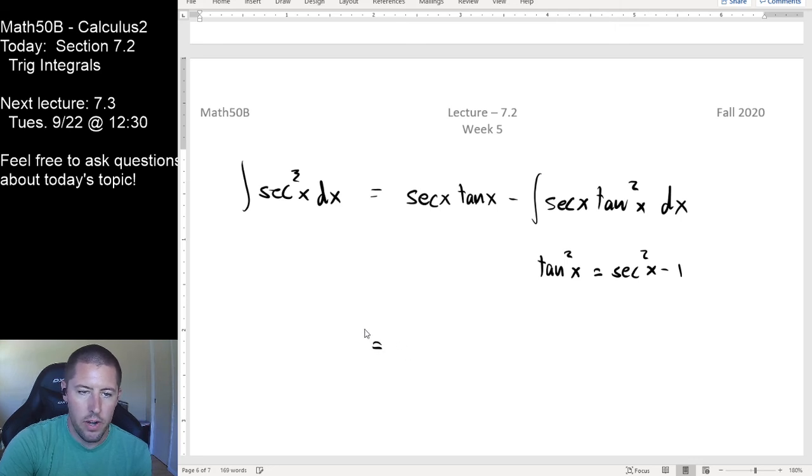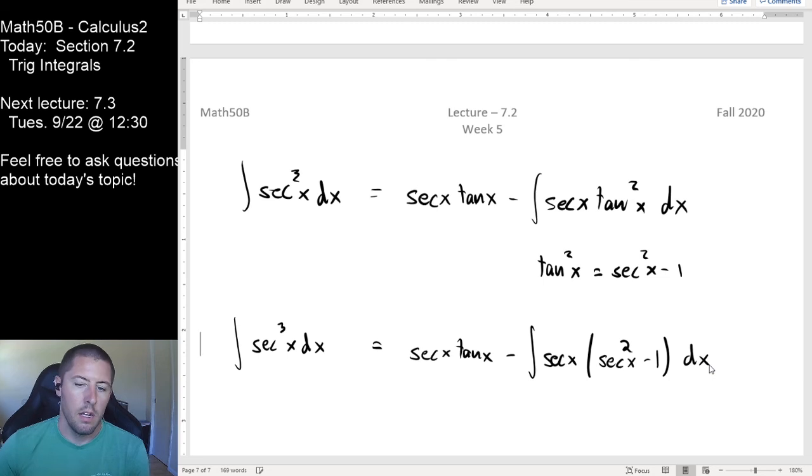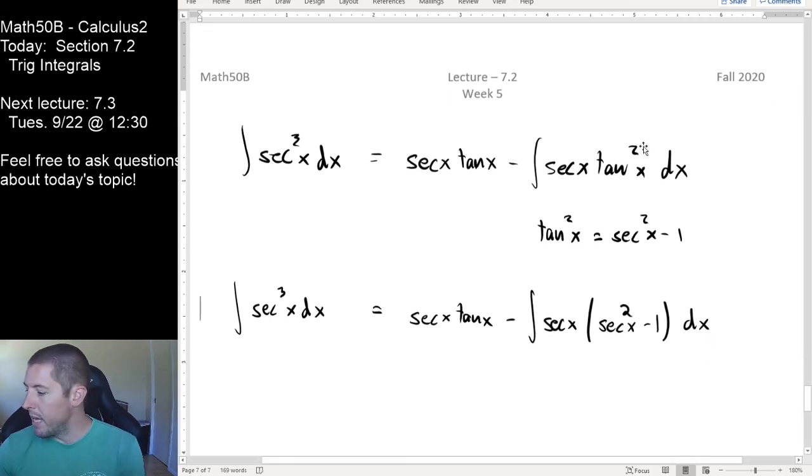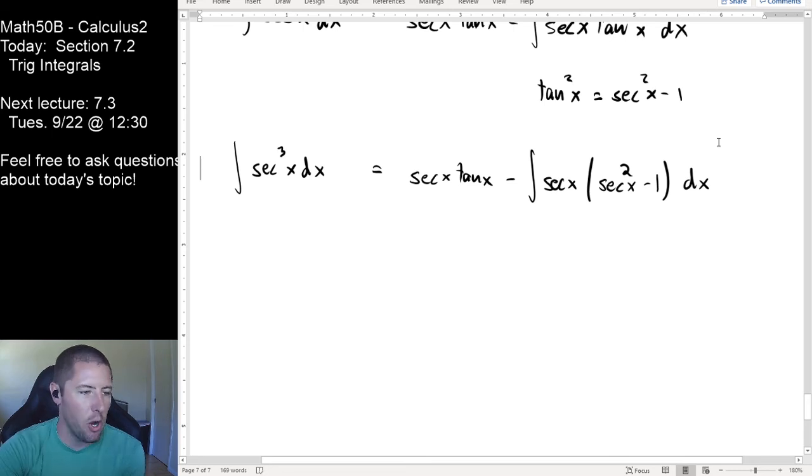So I think I can rewrite the integral of secant cubed x dx as secant x tangent x minus the integral of secant x times secant squared x minus 1, dx. I better write my squared in the correct spot there. I'm going to say this for the bajillionth time: I literally still don't know if what I'm doing is going in the right direction. I'm just trying stuff until I don't have anything else left to try. Where are we at?